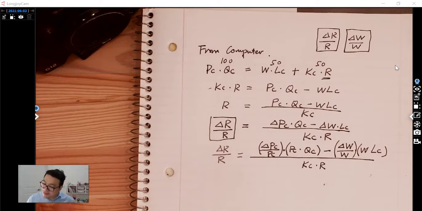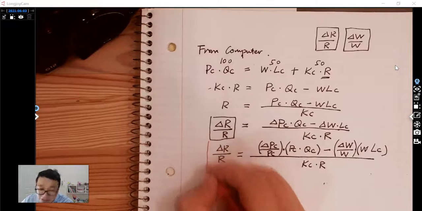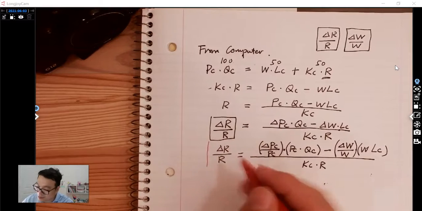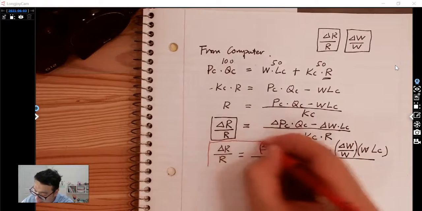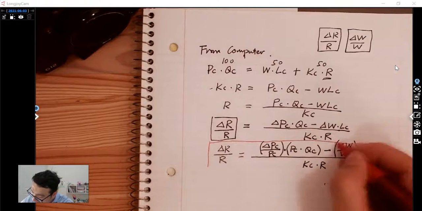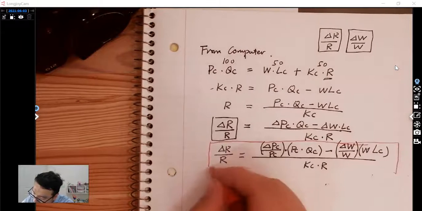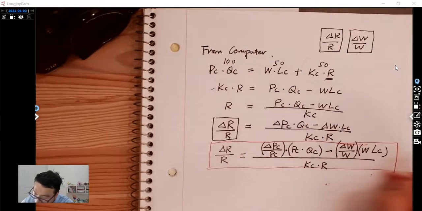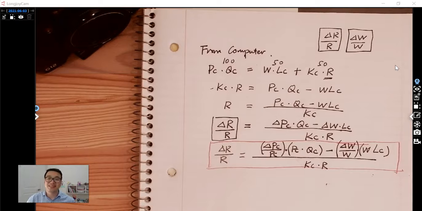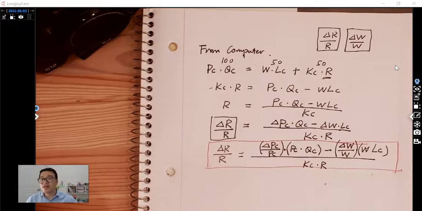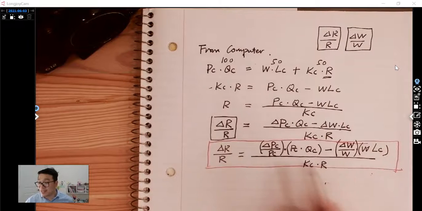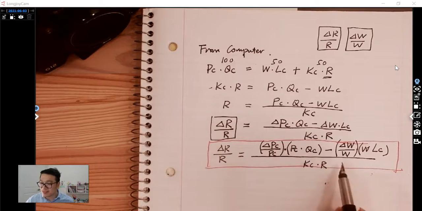In the exam, hopefully you don't need to do this all over again every time. In the exam, everything you need to remember is this part, this equation. I just highlighted it. If you understand this equation, you will be good. You don't need to worry about the others.